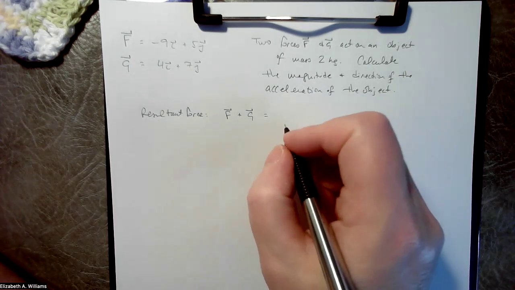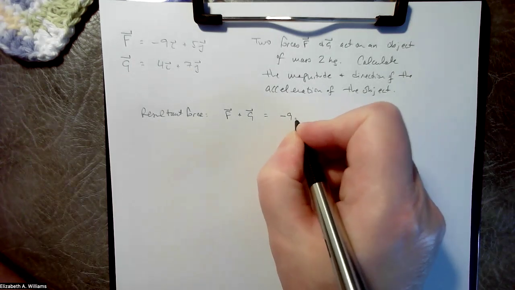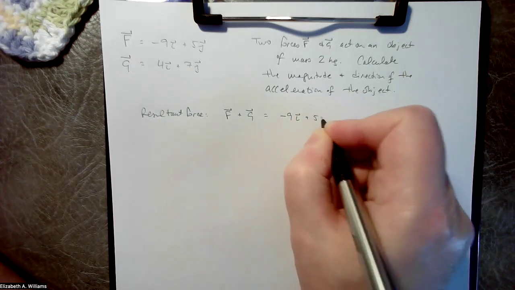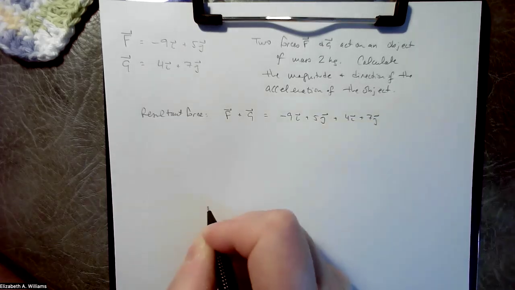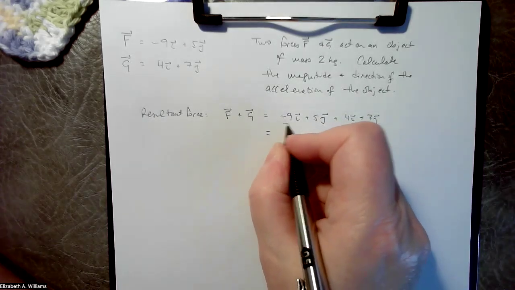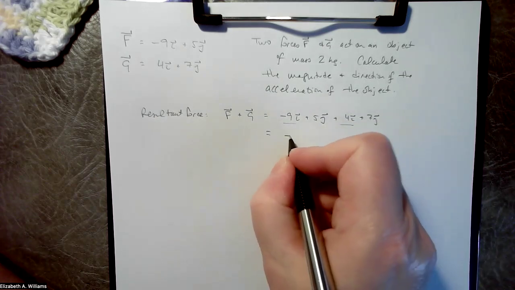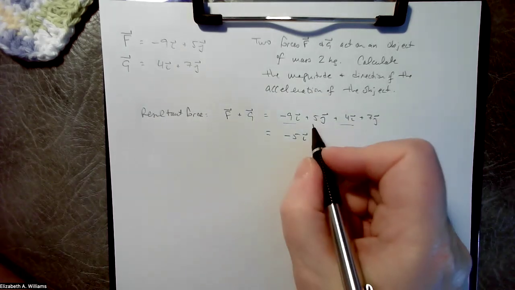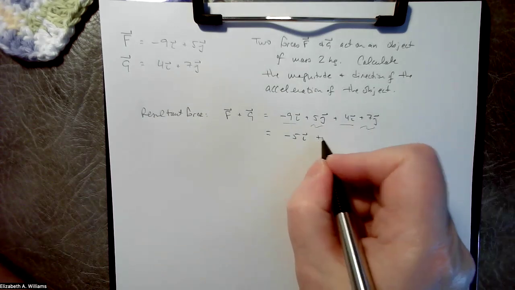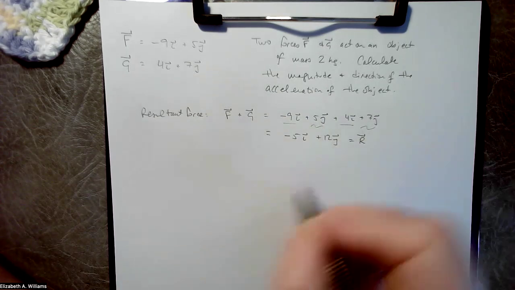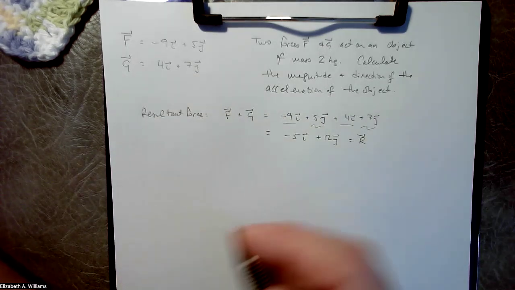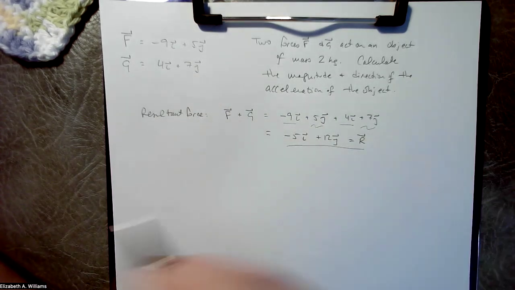So to write it all out in full, we're adding those two forces, but you add the I components, and that gives you minus 5I. And you add the J components, and that gives you plus 12J. So this is your resultant force. I'm just going to call it R for resultant. You can call it whatever you want to call it. That's where we end up for the resultant force.